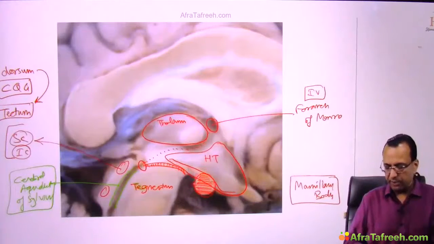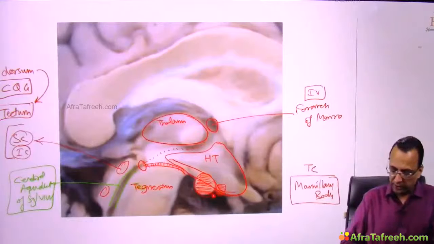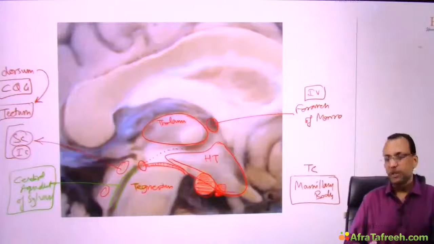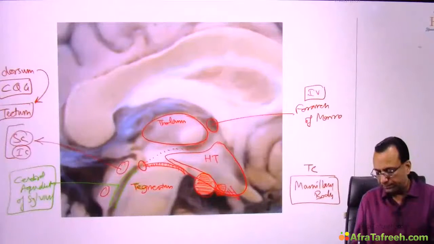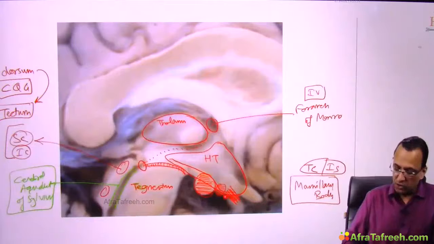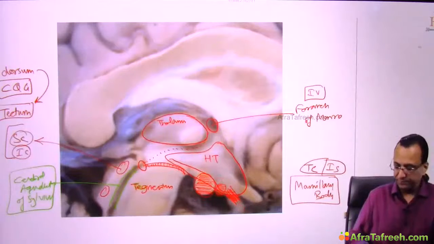This is the hypothalamus, mammillary body. I think there are some more structures. Yes, there will be a tuber cinereum also. And there is one more thing. What is that? That is the infundibular stalk. What is infundibular stalk for? That is to connect the neurohypophysis, posterior pituitary. We'll make a diagram for that.